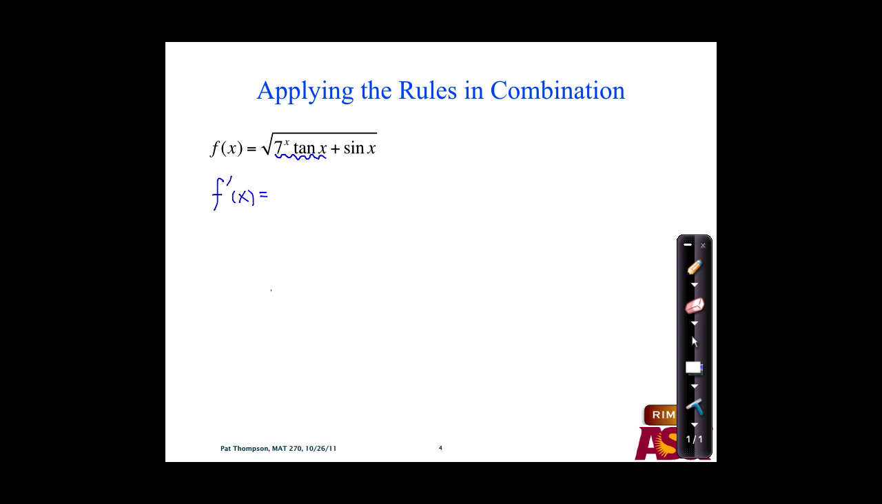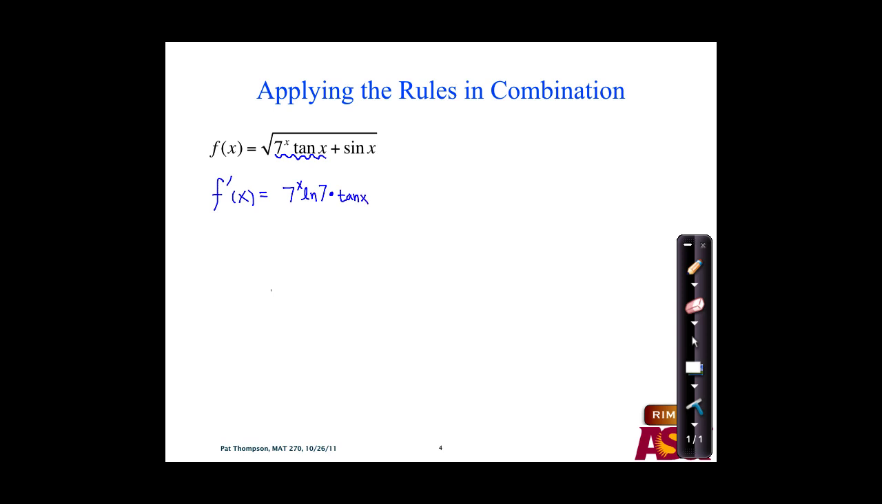What's the derivative of 7 to the x power? 7 to the x times natural log 7, right? So 7 to the x times the natural log of 7 is the derivative of this first half of the product. And so product rule says we're going to do that times the original second half, tangent of x.